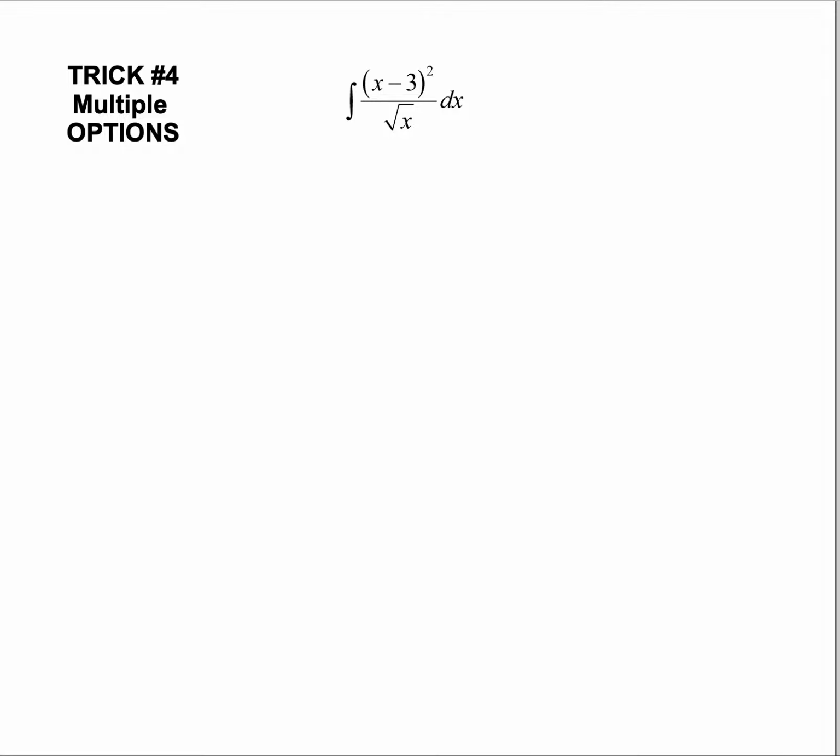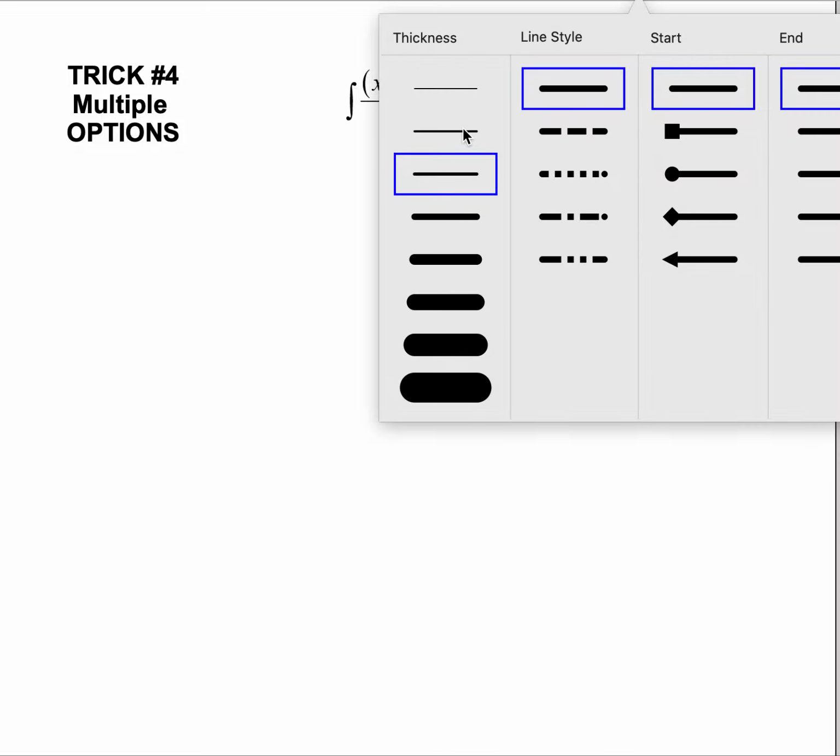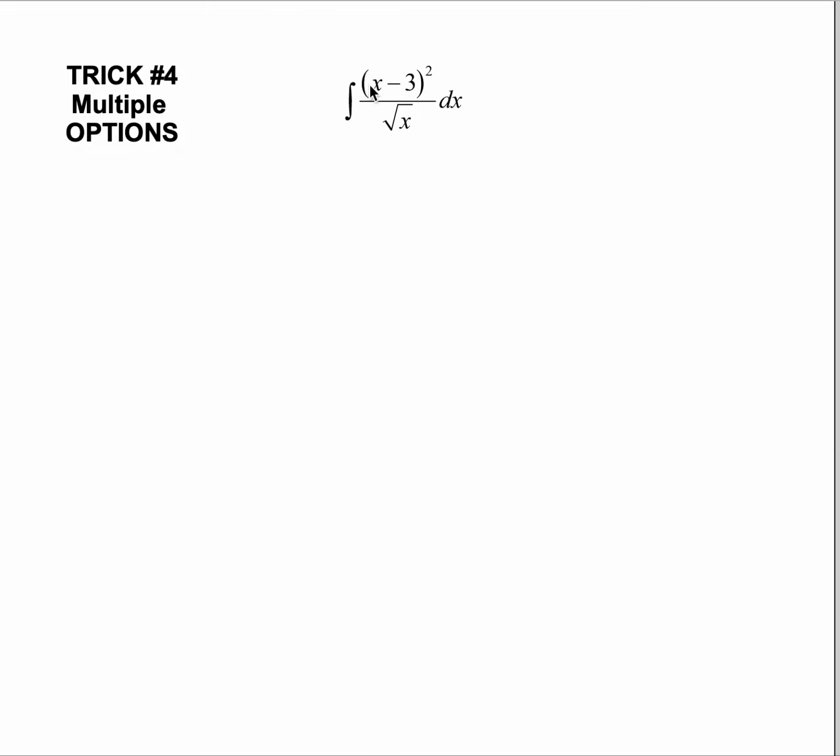Okay, for this trick, it's the same idea, but now we're going to be doing 2 of the previous tricks here, where we're going to expand that numerator, and then we want to make sure that we divide the square root of x into each term on the top. So let me just go ahead and do the first one. Right, I expand this out. I get the integral of x squared minus 6x plus 9 divided by the square root of x, or I want to express this as x to the 1/2. Because we're going to subtract it out from each one, right?